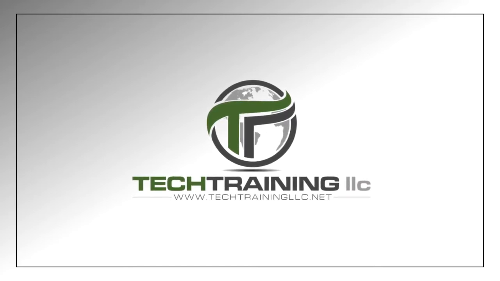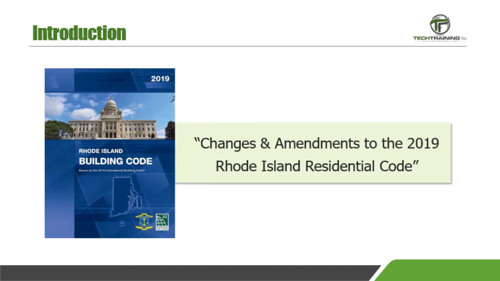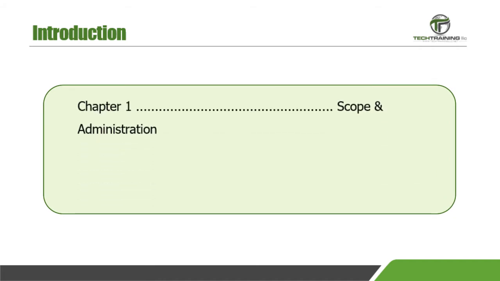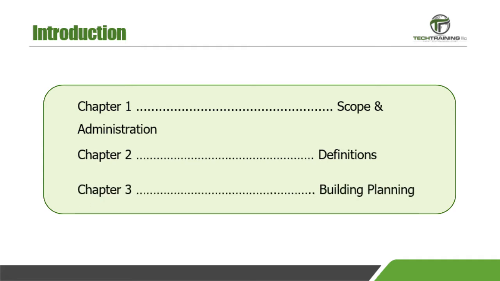In this presentation, we are going to review the changes and amendments to the 2019 Rhode Island 1 and 2 Family Dwelling Code. Our focus is going to be on what many consider the most important chapters of any code based upon the model codes of the International Code Council: Chapter 1, Scope and Administration, Chapter 2, Definitions, and Chapter 3, Building Planning. However, we will be covering only the changes and amendments made in the 2019 Rhode Island 1 and 2 Family Dwelling Code. So, let's start with a little background.